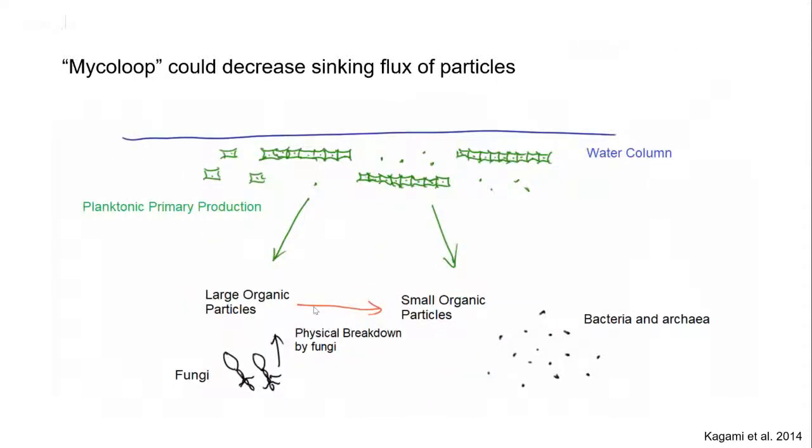Another idea that was brought up a few years ago is the so-called mycoloop. One of the paradigm concepts in oceanography is the notion of the biological pump, which is that the primary production in the surface ocean generally sinks down through the water column, and most of it is remineralized there, but a small portion actually reaches the deep ocean, hence bringing carbon from the surface ocean into the deeper ocean, where the residence time of carbon is much longer.